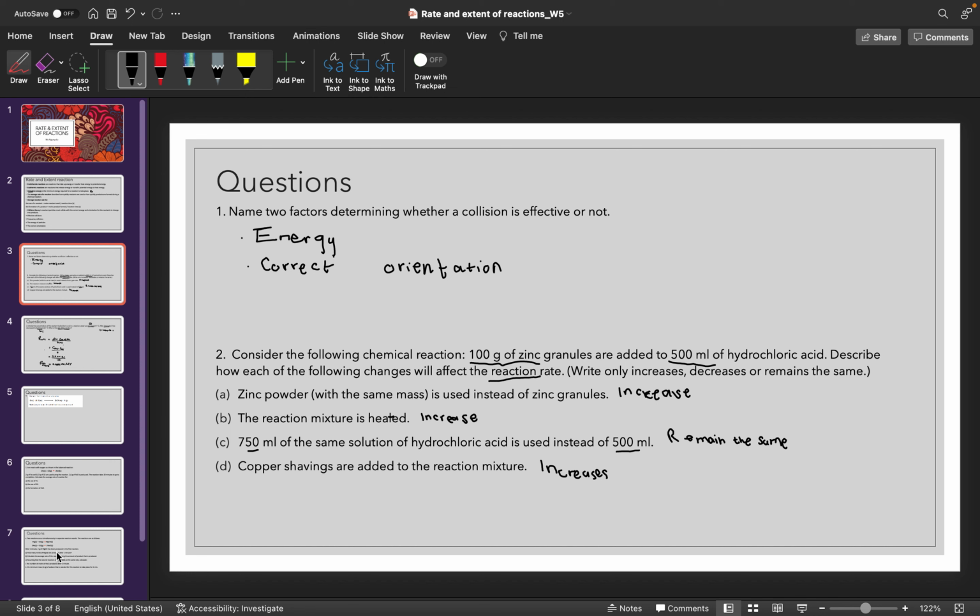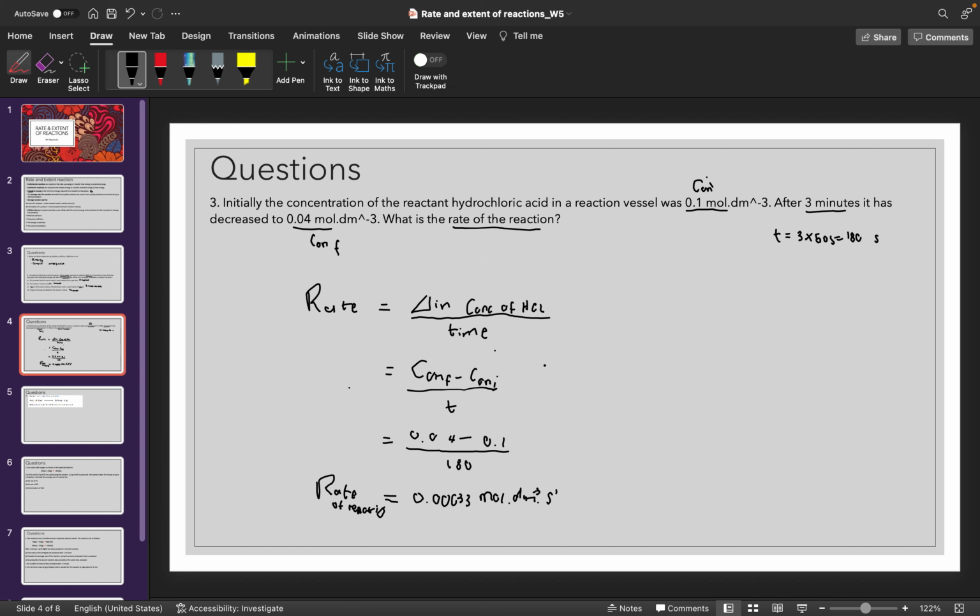Now let's move to the next question. The second example that we're going to discuss is how to calculate the rate of reaction. And the question says, initially the concentration of the reactant, hydrochloric acid, in a reaction vessel was 0.1 mol dm^-3. After 3 minutes, it has decreased to 0.04 mol dm^-3. What is the rate of the reaction?